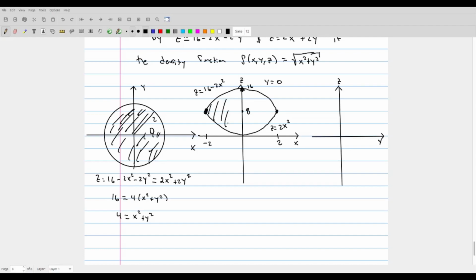So this is the trace of that region along the zx plane, and you have the exact same shape along the zy plane. I have an upward opening parabola that's given by the equation z is equal to 2y squared, and you'll have a downward opening parabola that has the equation z equals 16 minus 2y squared, because this trace can be thought of as when x is equal to 0, just like this trace is when y equals 0.